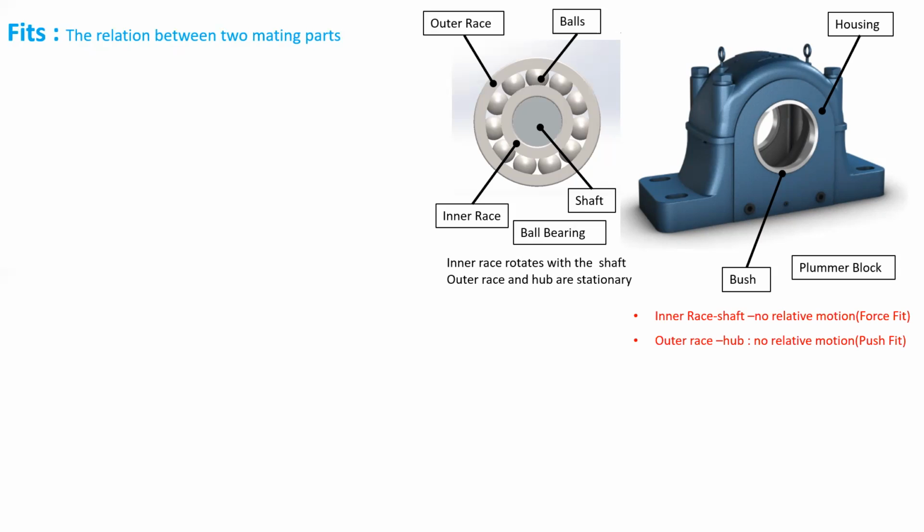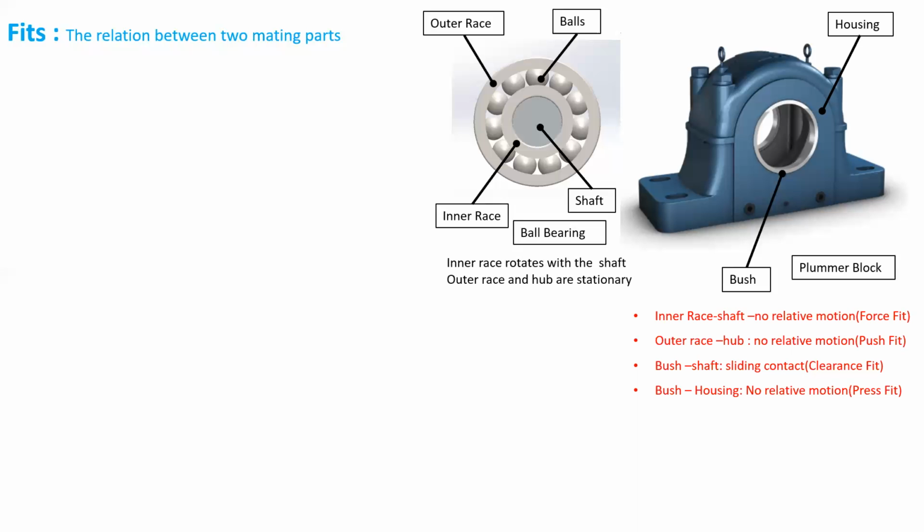Now we can clearly see that though there is no relative motion between the two fits, the fits are different depending on the forces between the different pairs of mating parts. Now in the third case, the bush and the shaft is a sliding contact. The shaft can slide freely within the bush, and it is a clearance fit. And the fourth one is the fit between the housing and the bush. There is no relative motion, and it is a press fit.